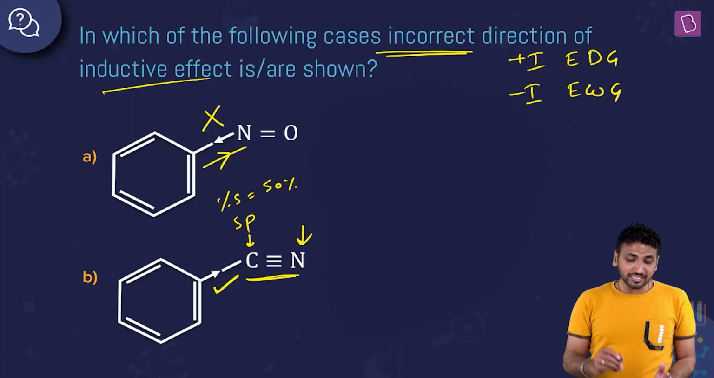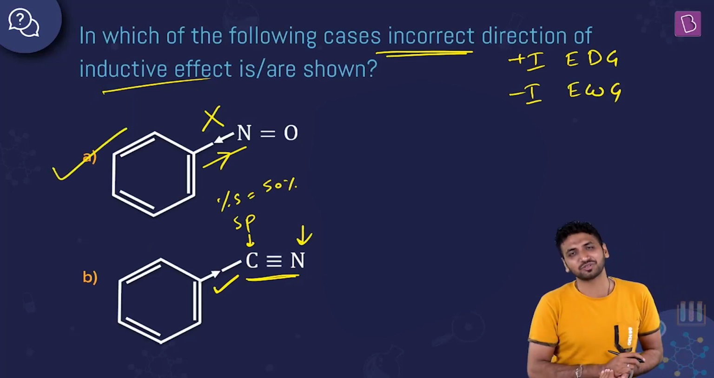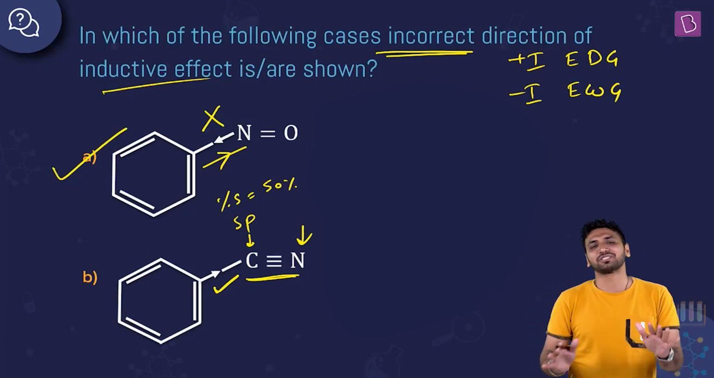So the only incorrect representation is option A. A for Australia is going to be the right answer to this question. And with that, we conclude this question. Thank you.